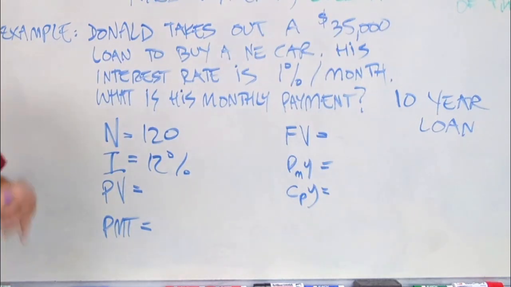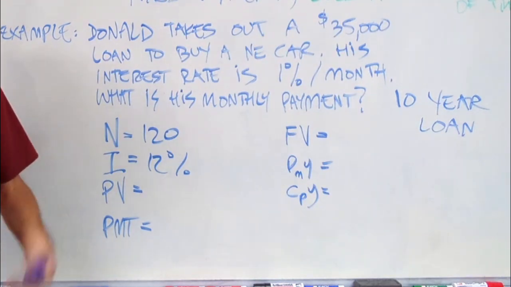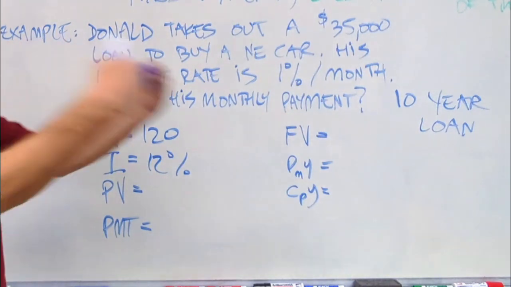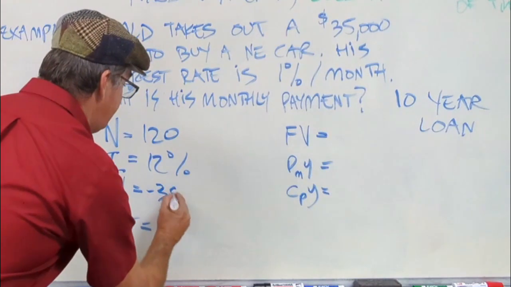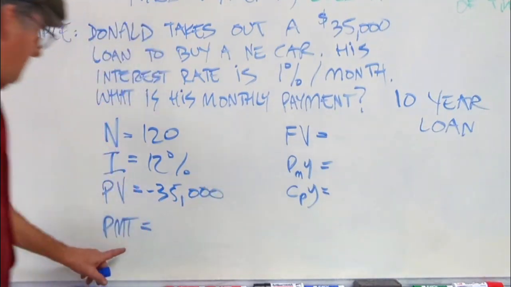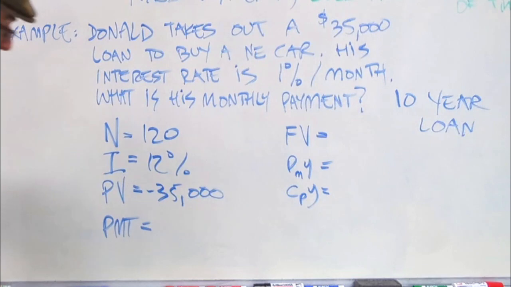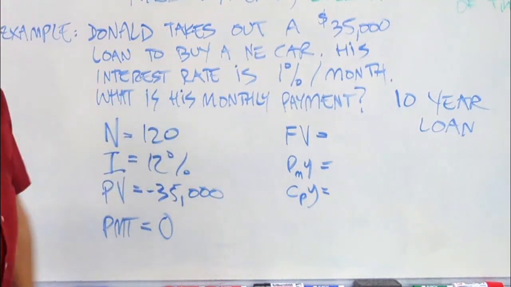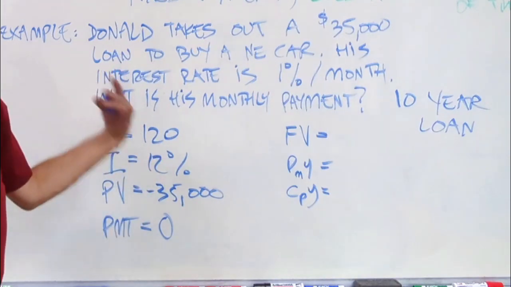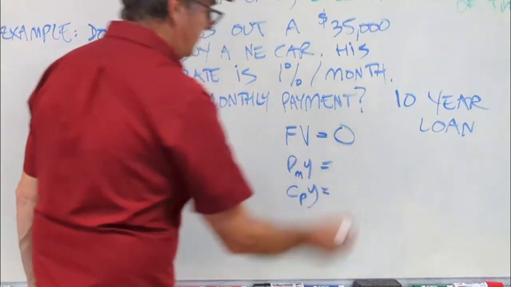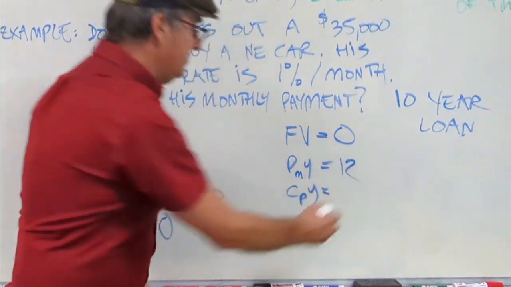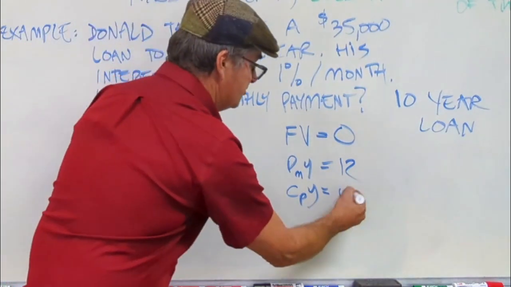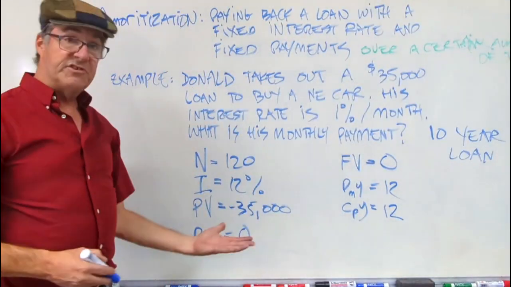The present value. The present value of the loan is negative $35,000. I owe that much money, so to me that's a negative. So we're going to put minus 35,000. Payment, this is what we're trying to figure out, so we're going to put 0 in the calculator for that one. Future value, what's it going to be when we pay the loan off? It's going to be nothing, 0. Payments per year, that's 12, and compounding per month, that's also 12. Okay, so those are the variables.